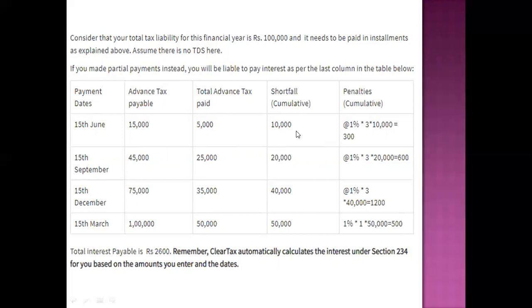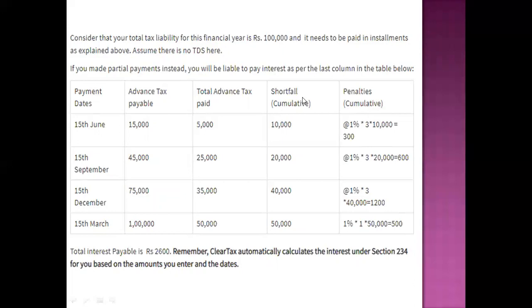Now we all know that the rate of interest is 1% per month. So the calculation will be 1% into 3. Now why is it 3 months? Look at the date. It's 15 June. What is the date of the next installment? 15 September. So June to July, July to August, then August to September is 3 months. That is why it's 1% into 3 months.